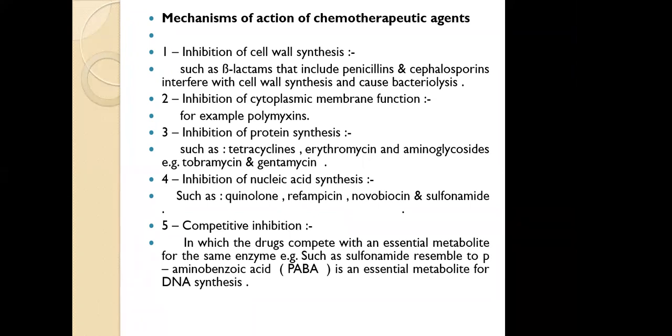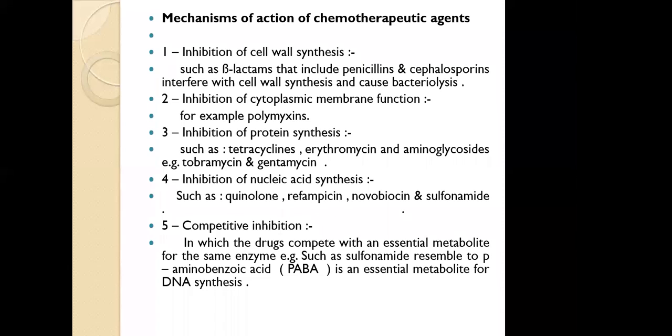For example, polymyxin. Or inhibit the protein synthesis of bacteria by blocking protein synthesis and acting on the 30S or 50S subunit of bacterial ribosomes, such as tetracycline, erythromycin, and macrolides. Also aminoglycosides, including tobramycin, gentamicin, and amikacin. This occurs due to the differences between the prokaryotic ribosome, which is 70S, while the mammalian cells have 80S.